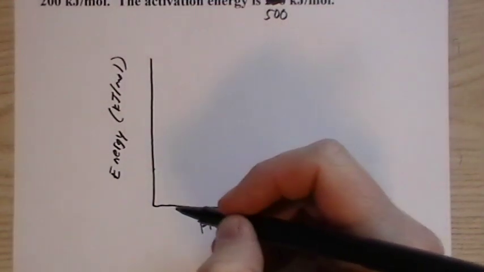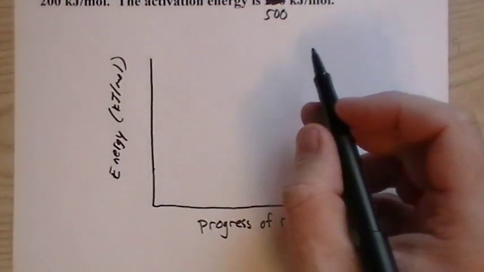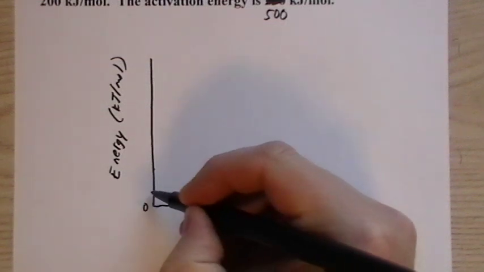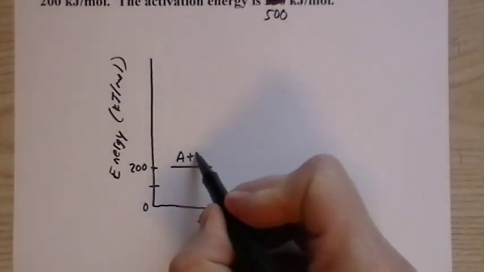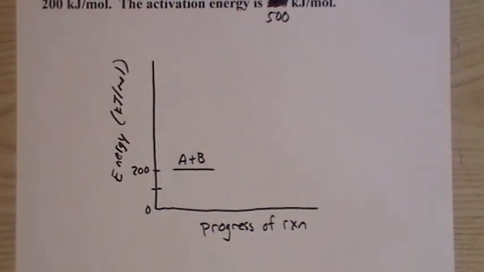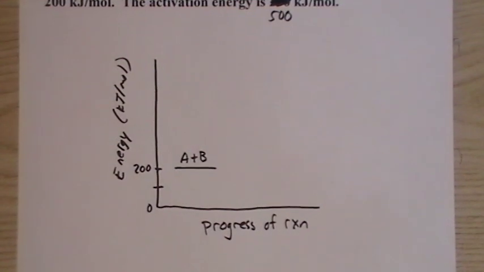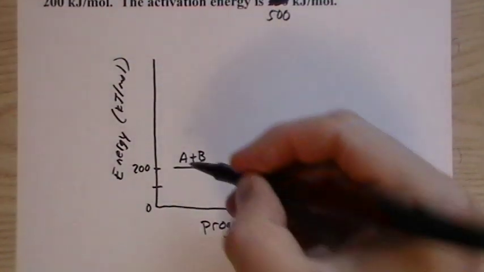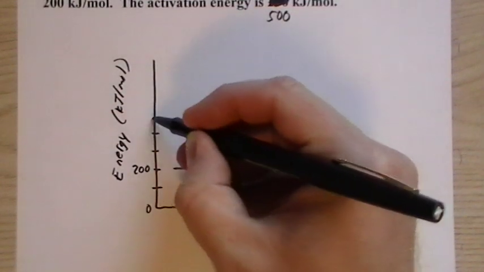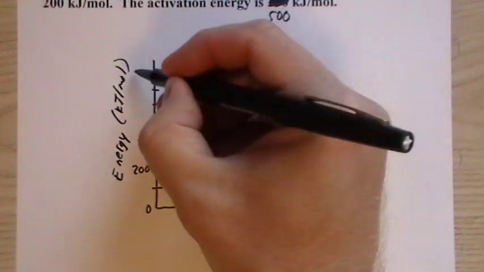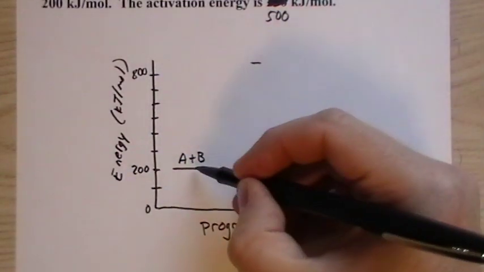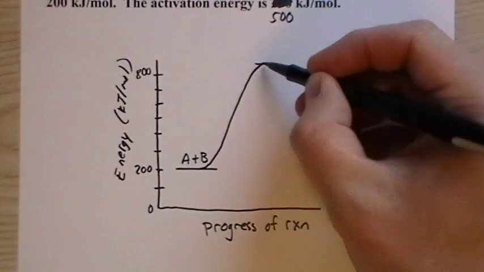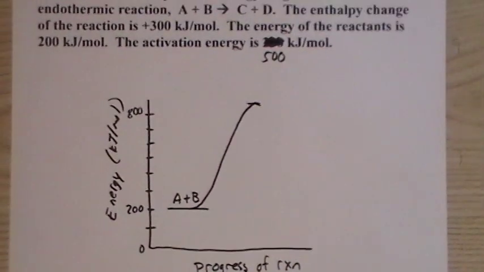And then, the enthalpy, where the energy of the reactants is, so we'll say this is 0, 1, 2. So this is 200 kilojoules. And we'll put A plus B here. So that tells us what energy we start with for the reactants. The activation energy is 500, so that's going to be 3, 4, 5, 6, 7, 8. It's got to be 500 above what we started with, so it would be up here. Just do the best you can to get up to the top of that hill.